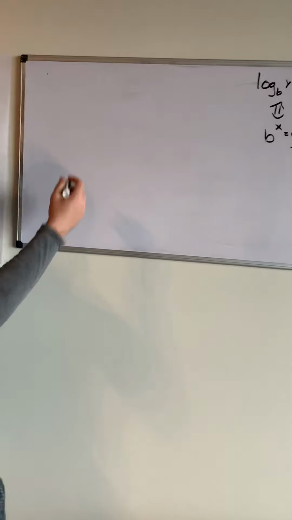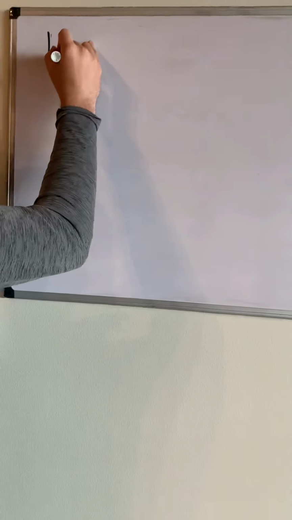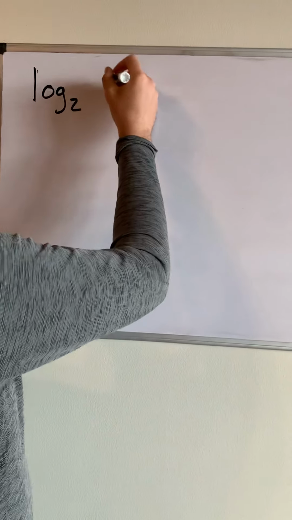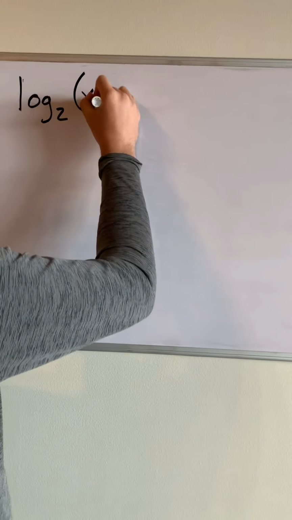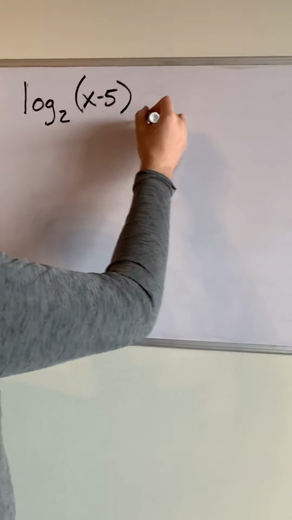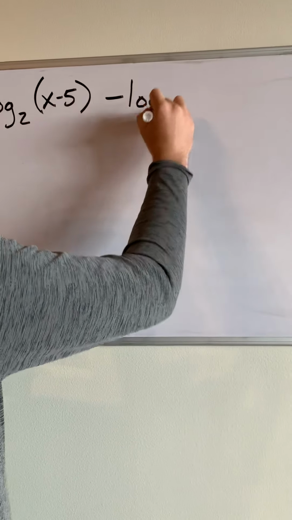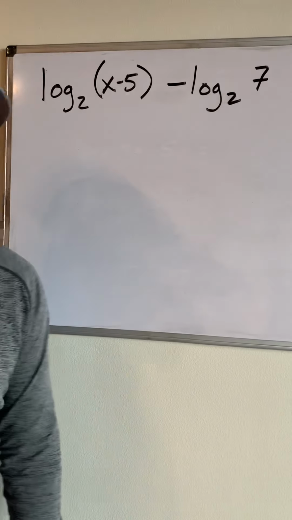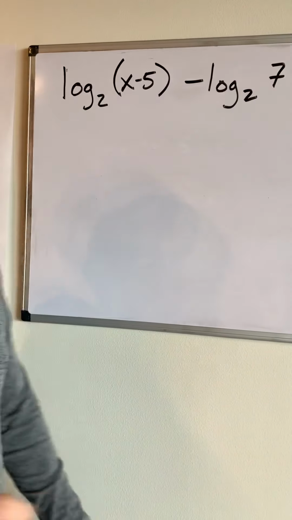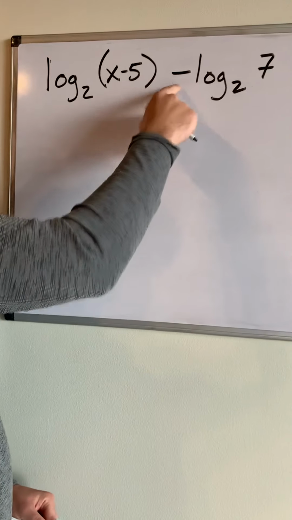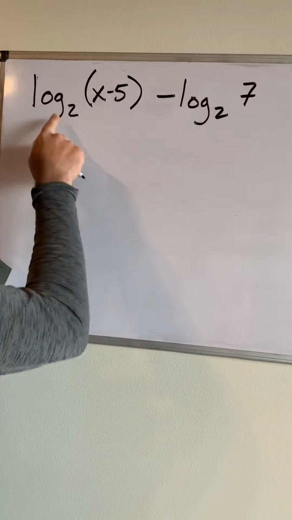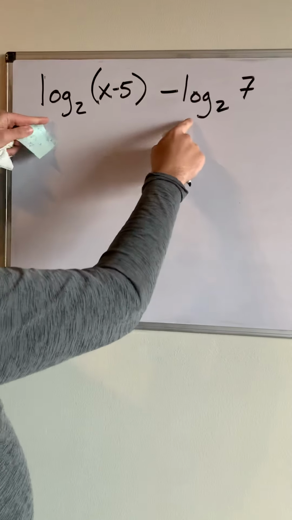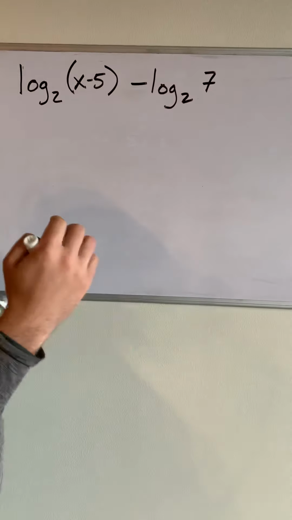Here's something that you'll see. So I have log base 2, parentheses, x minus 5, minus log base 2, 7. Okay, I want to talk about the difference here between this minus and this minus. You notice that this minus here, this groups all of that together. These both have logs telling me that they're split.